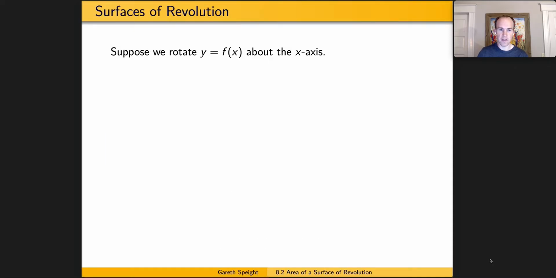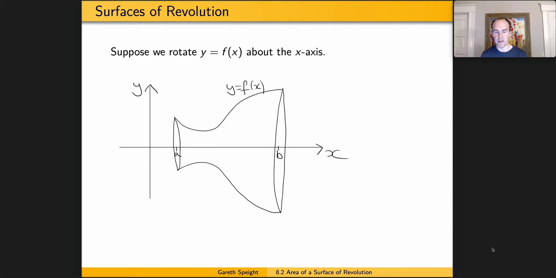So let's get started. As normal in calculus, we have to represent things somehow, and the way we represent it is using functions. So y is equal to f of x. That's a curve, and we rotate it about the x-axis. We get some kind of 3D shape, and we want to see how to find the surface area of the boundary of this 3D shape.